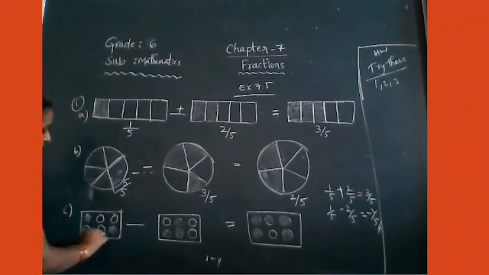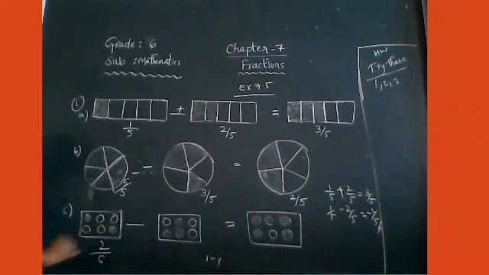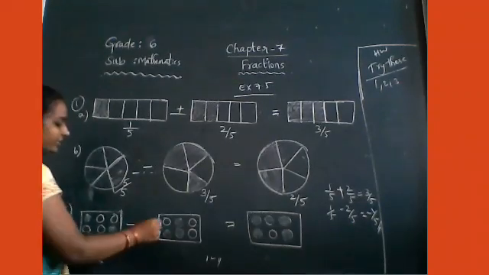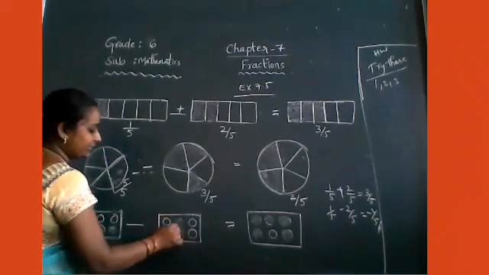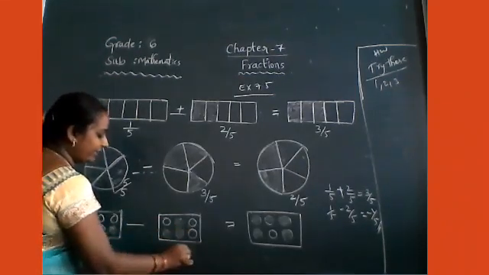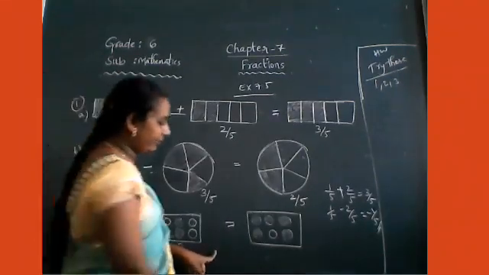So observe the third figure. In this figure, how many circles are there? 1, 2, 3, 4, 5, 6. So total 6 circles. Among the 6 circles, how many circles are taken? 2 circles. So then what is the fraction? 2 by 6. Next come to this figure. What is the fraction of this figure? Here total 6 parts, 3 parts are taken. 3 by 6.